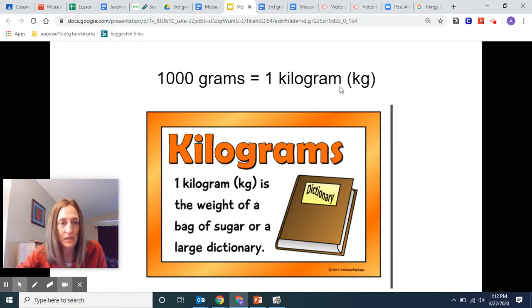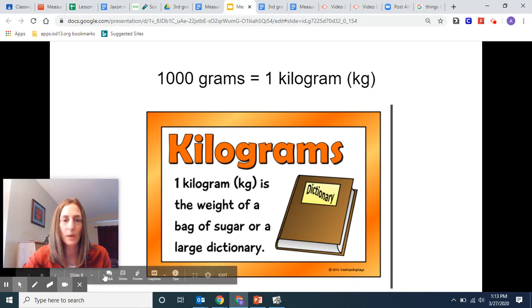Now, the reason people did this was because if you're going to measure something like this, it's a whole lot easier to say that this is about 1 kilogram than to say this is 1,000 grams. It's a lot easier to just say it's about 1 kilogram. Okay? So it's easier once we have those heavier things to start using a bigger unit.